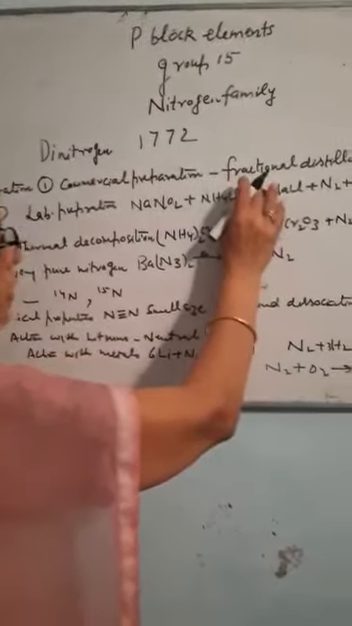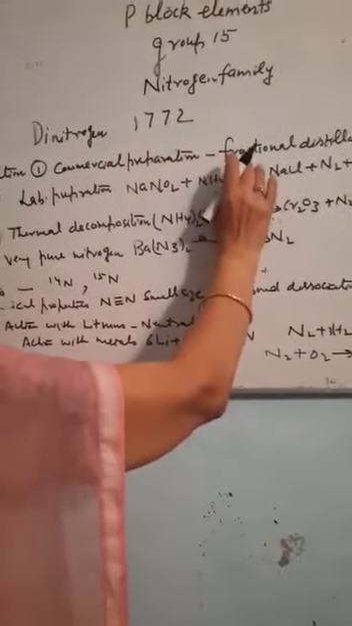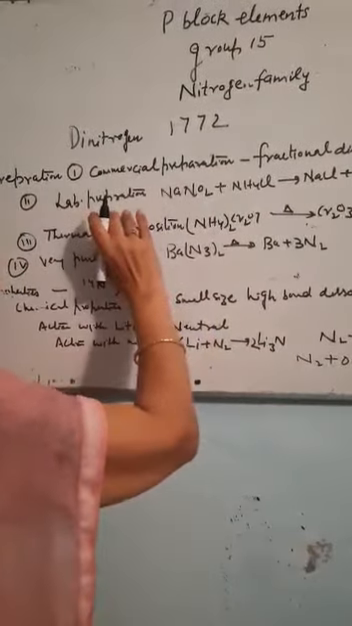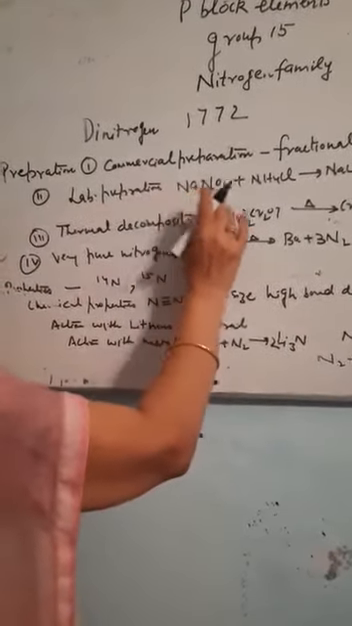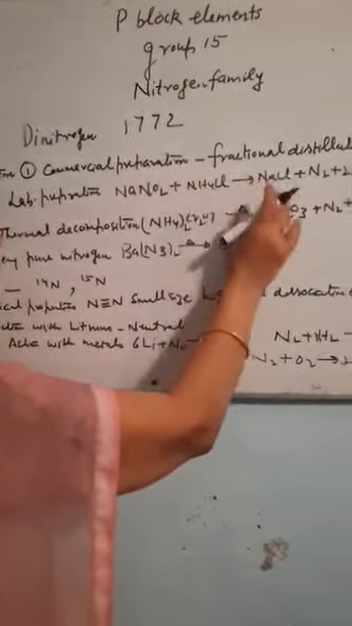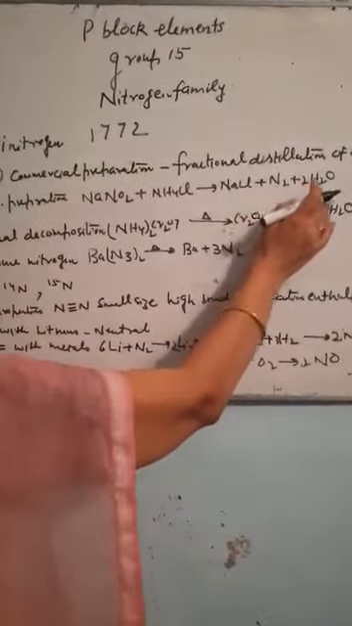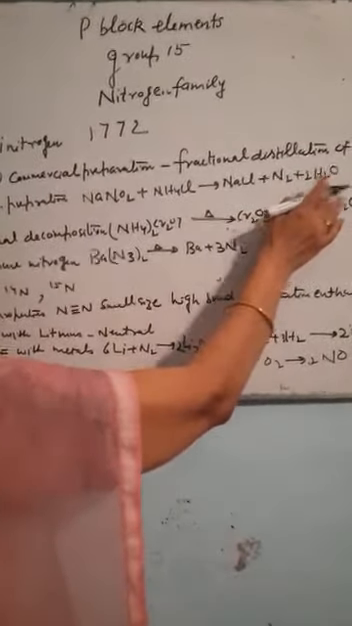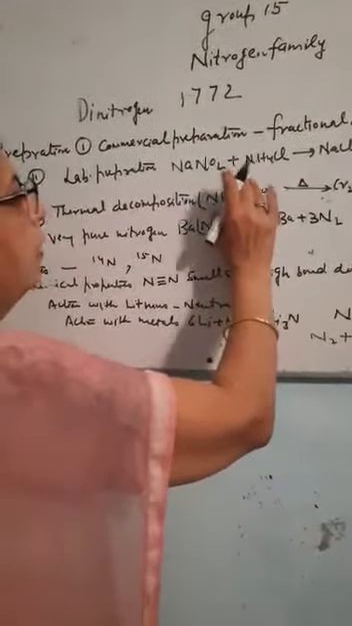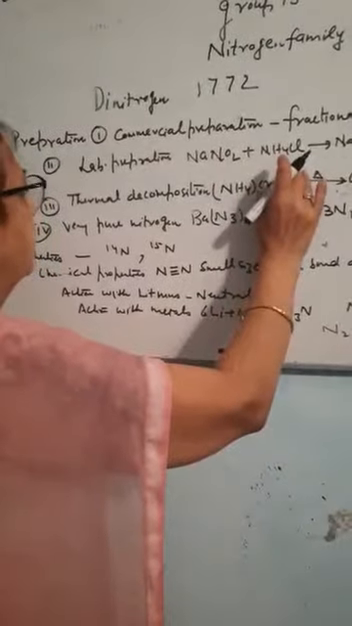Air is liquefied, nitrogen is collected, leaving behind liquid oxygen. In the laboratory, nitrogen is prepared by the reaction of sodium nitrite with ammonium chloride. There will be formation of NaCl, N2 and water. Some amount of NO and HNO3 are also formed, which are later removed by reacting with sulfuric acid.